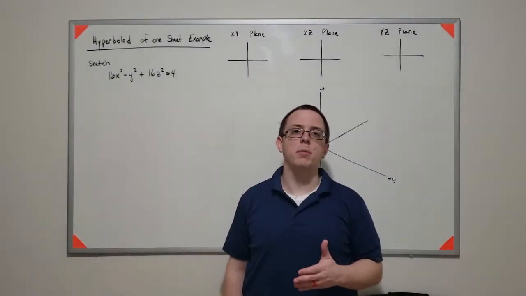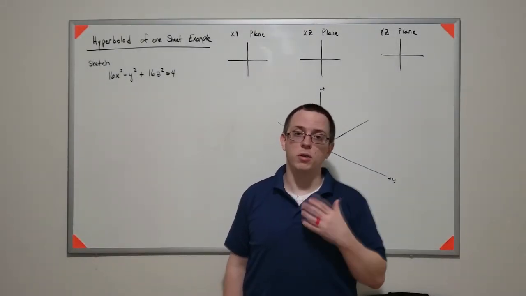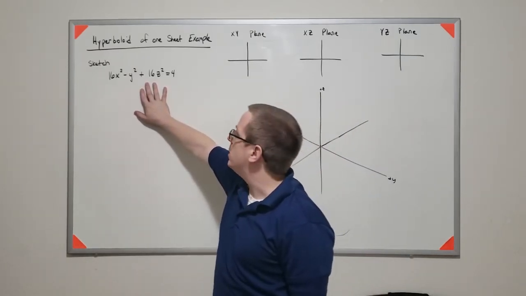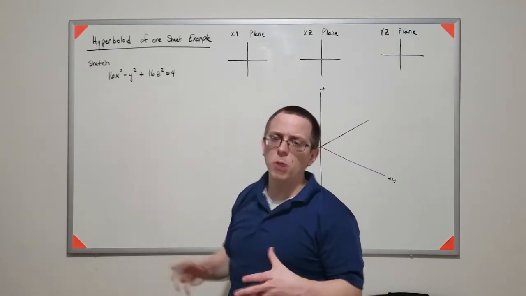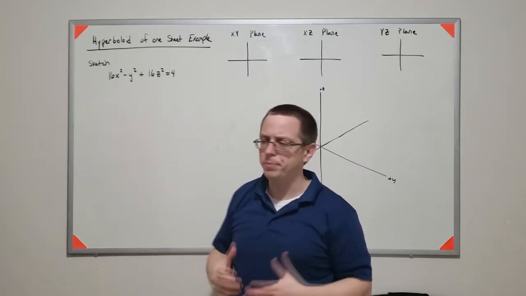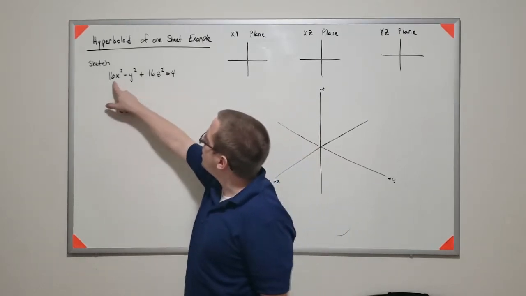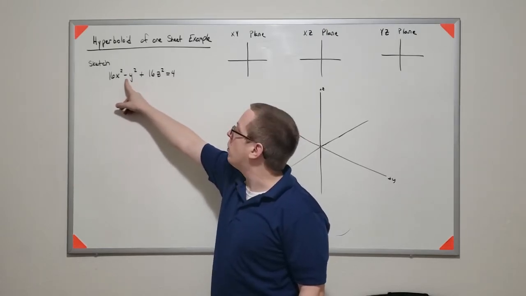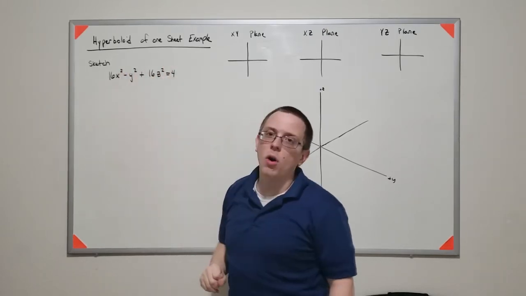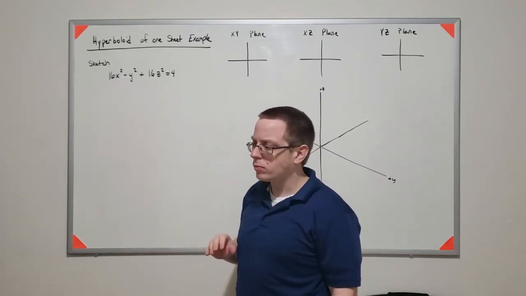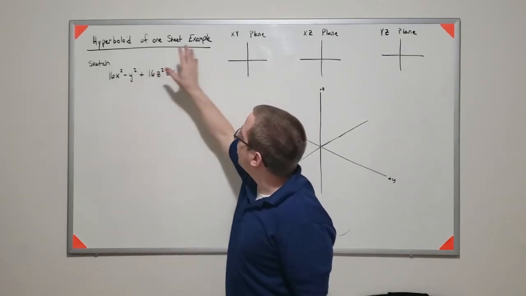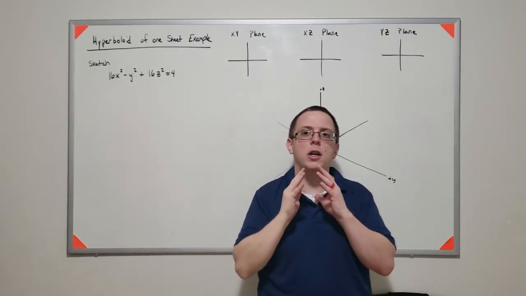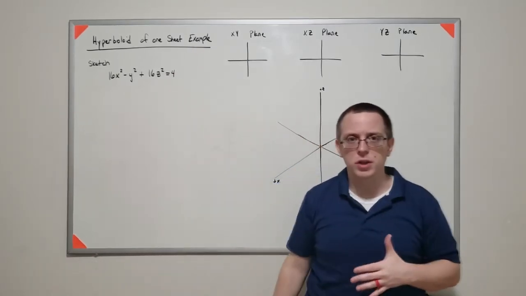We want to do an example of a hyperboloid of one sheet here. We have this equation in front of us and it just says sketch. To determine whether or not we're dealing with a hyperboloid, we look at each term and we realize that one of these terms has a negative on it and they're all degree 2. So by doing that, we know we have a hyperboloid of one sheet. That should give you some guidance on what the final result is going to look like.